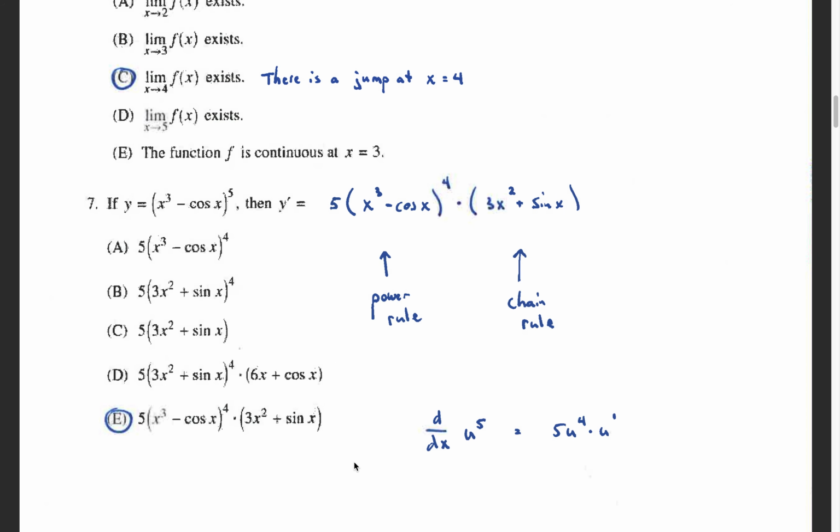This is kind of chain rule with a little power rule and a trig rule in there. So I'm going to take the derivative of this thing, I'm going to bring the 5 down, decrease the power by 1, and then I'm going to multiply by the derivative of the inside. The derivative of the inside is going to be a 3x squared, and then the derivative of negative cosine is going to be positive sine.